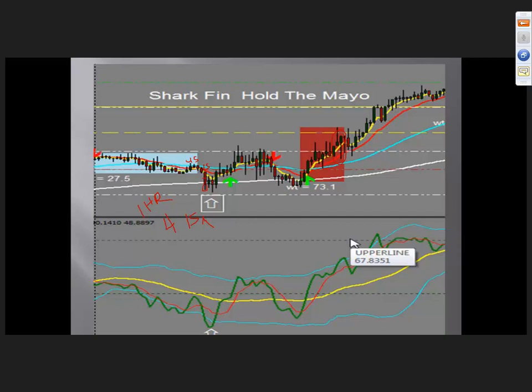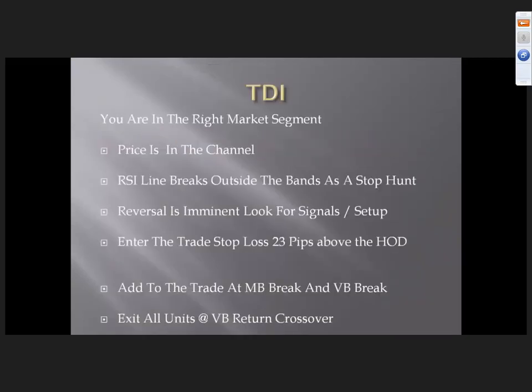All right, so scaling in with TDI. Okay, here's some things that have to happen. You got to be in the right segment of the market. Price is still in the channel. Tokyo channel, Asian range, market maker spread. RSI line breaks outside the bands as a stop hunt. It sets up for the shark fin, right? The reversal's imminent. Look for the signals in the setup.